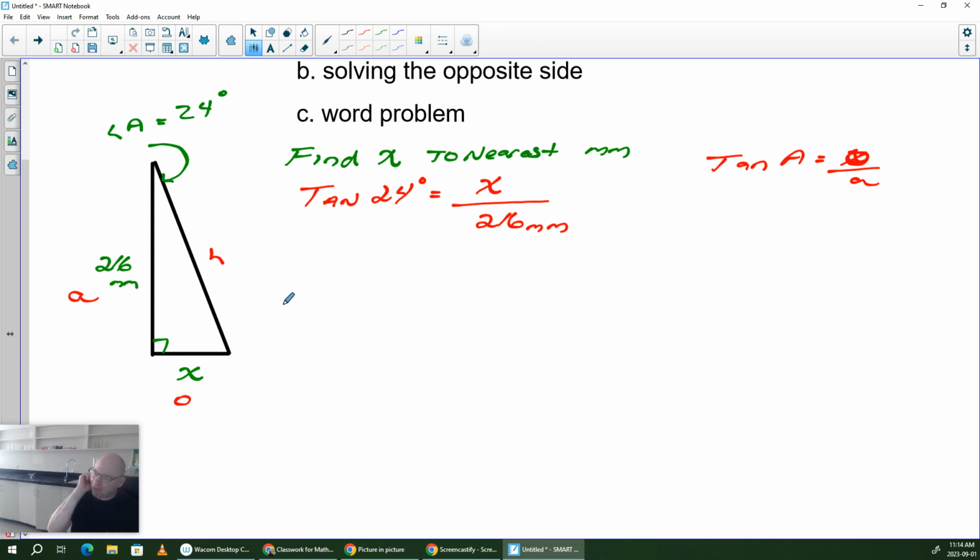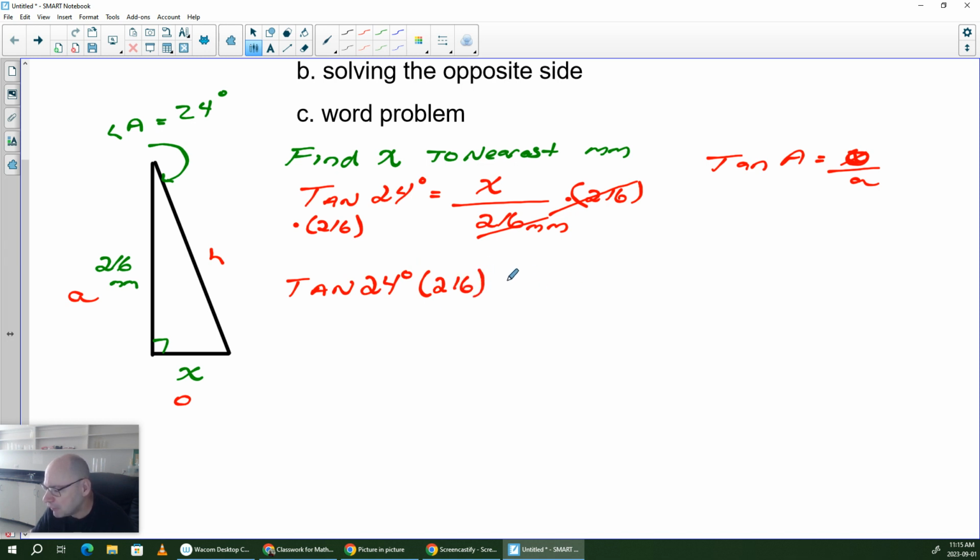So then we have to solve for X. Solving for X, we have to multiply by 216 on both sides. So we're going to multiply by 216 here, and we're going to multiply by 216 here. So that's going to get rid of this, so that I've got tangent of 24 degrees times 216. Of course, that's millimeters, but we're going to write that in later. It's going to give us our X.